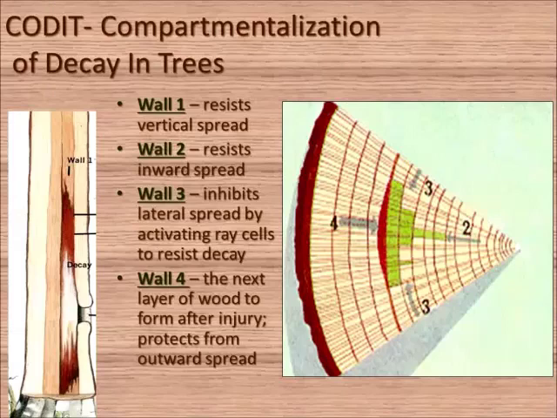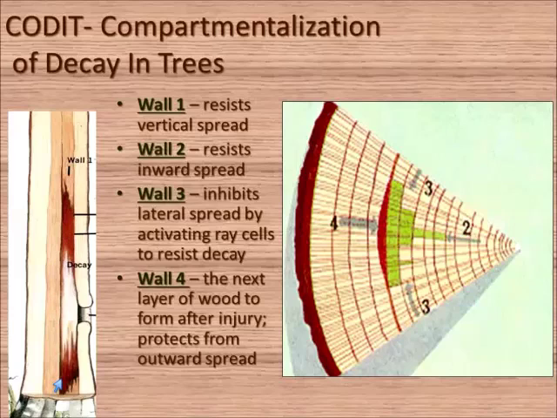This CODIT, or compartmentalization of decay in trees, model was created by Shigo to explain how trees defend themselves against decay. It's a model, so it doesn't work exactly this way, but it helps us understand. There are 4 walls of decay resistance that the tree puts out. The first wall limits decay up and down the tree, and that's the tracheid cells in the tree. The second wall, these walls are both chemical and physical.